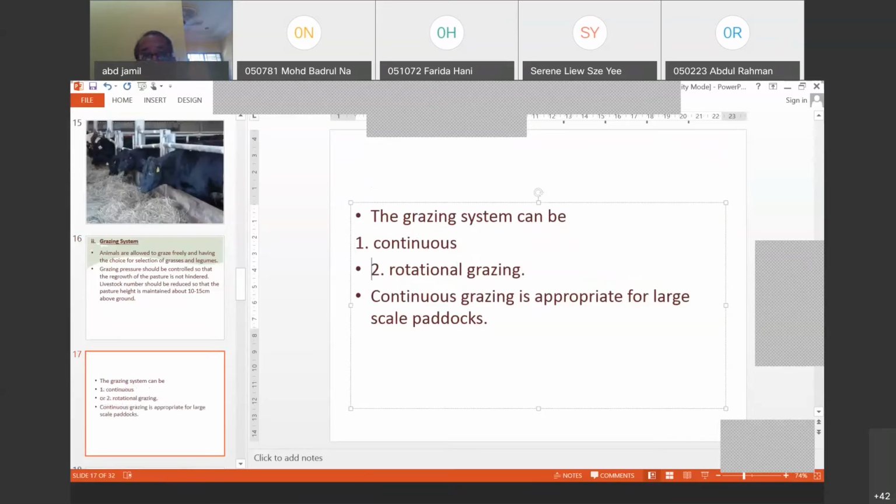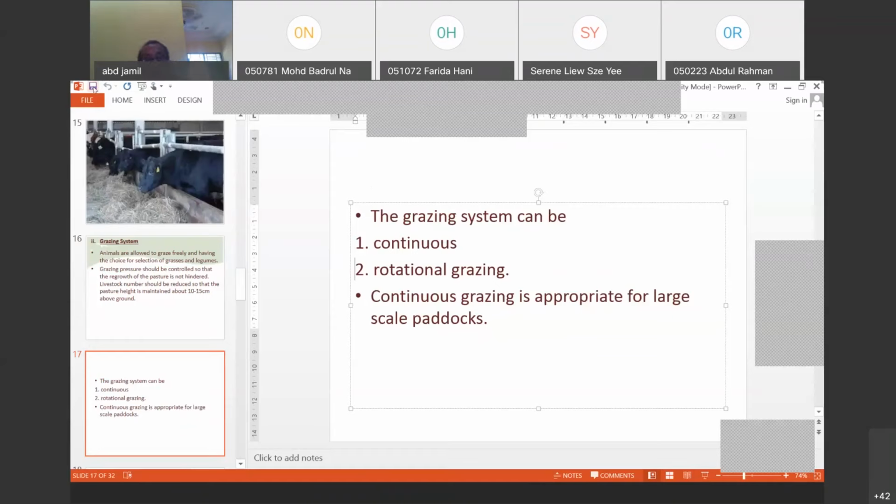Continuous grazing is appropriate for large scale paddock. Yeah, big area. For example, in Australia or in America, they have very big areas. So they just put in the animal and allow the animal to graze. The stocking rate is so low that it does not affect the regrowth of grasses. The grasses are in surplus compared to the number of animals they keep.